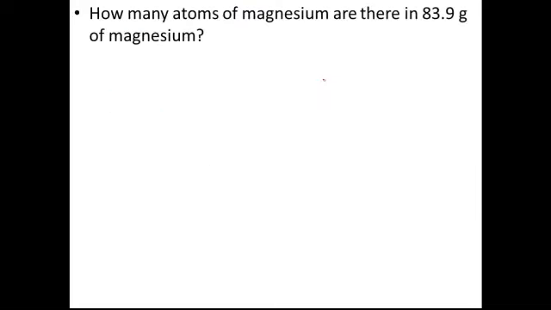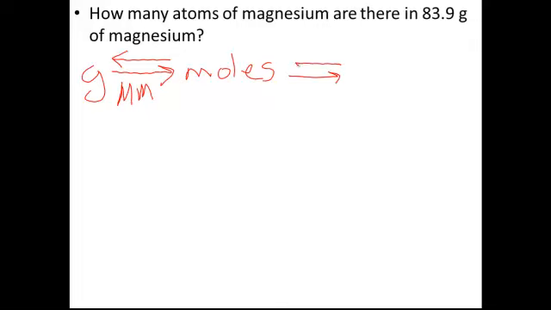So let's just look at the very first one. It says, how many atoms of magnesium are there in 83.9 grams of magnesium? So just like what we talked about the other day, the map that we use is you go from grams to moles, or vice versa, using the molar mass, and then you can go from moles to, in this case, we're just going to put particles, and sometimes those particles are going to be atoms, but if it's not an atom, then it's a molecule or something like that.